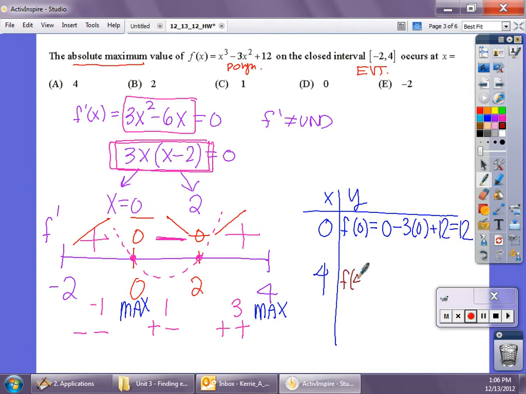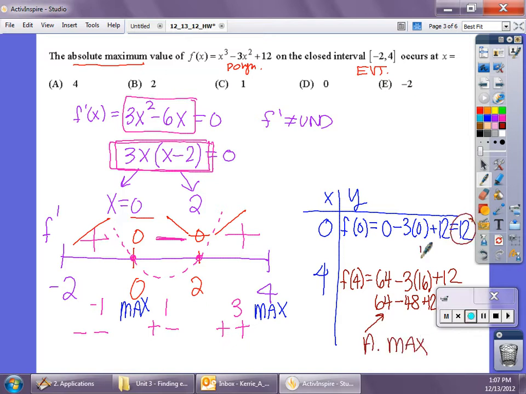F of 4, I would get x cubed, which is 64, minus 3x squared, which is 48, plus 12. So I get 64 minus 48 plus 12. So obviously, this value here is bigger, so this has to be the absolute max. This one is smaller, so this is a local max. Therefore, my answer is that the x happens at 4.